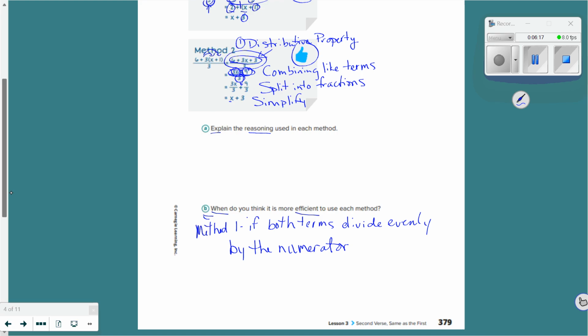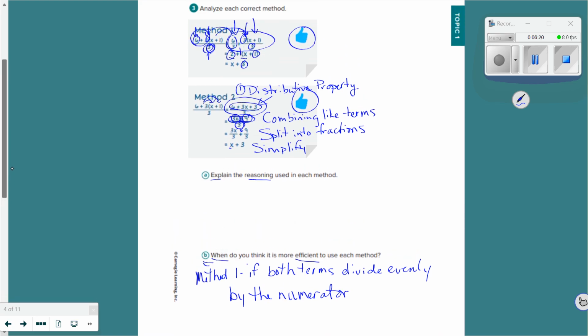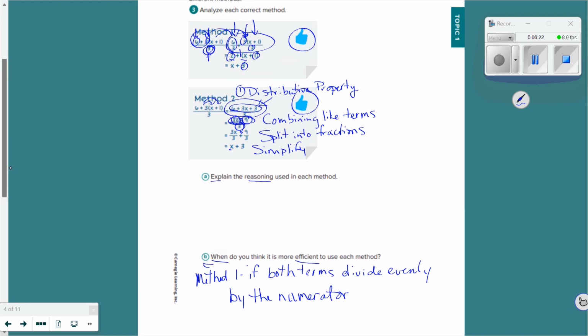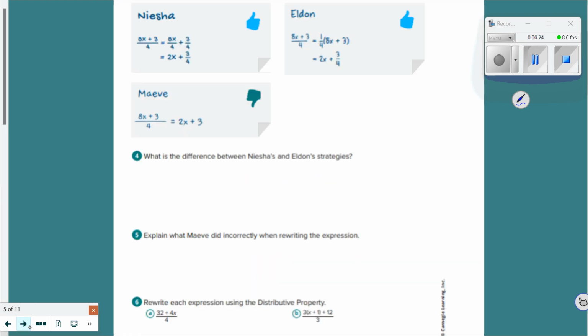Any questions on this page? Asher, does it make a little more sense to you? Yeah. We'll get some more practice, so don't worry about it.